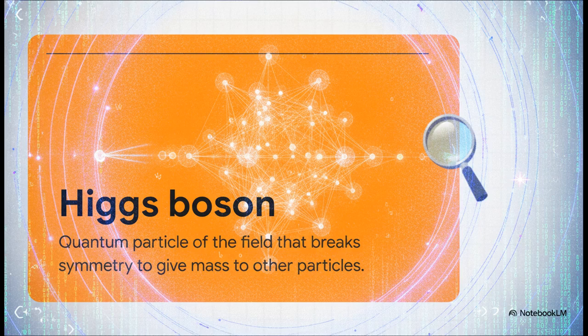Why are photons completely massless, but those W and Z bosons are incredibly heavy? Well, the answer is the Brout-Englert-Higgs field. It's this invisible field that permeates absolutely all of space. As some particles push through this field, they experience drag, and that drag is exactly what we measure as mass. And the quantum manifestation of this field? That's the famous Higgs boson. Confirmed in 2012 at CERN, the Higgs boson was literally the final missing piece of the Standard Model puzzle.